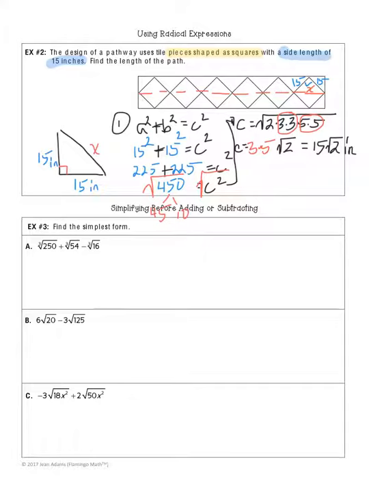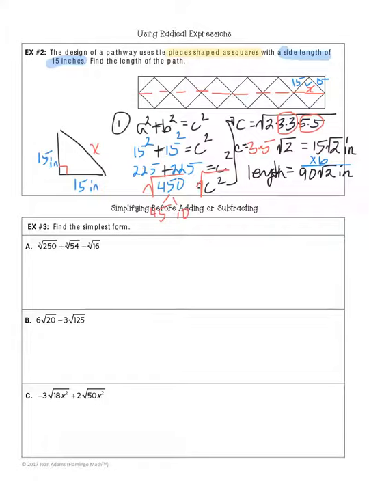Well, that's only the distance from here to here. I've got 1, 2, 3, 4, 5, 6 diagonals. So I need to take this 15 radical 2 and multiply it by 6. And so I end up with a final answer of 90 square root of 2 inches. So the length is equal to 90 square root of 2 inches. And of course, you would write that in a sentence. Therefore, the length of the path is 90 radical 2 inches.